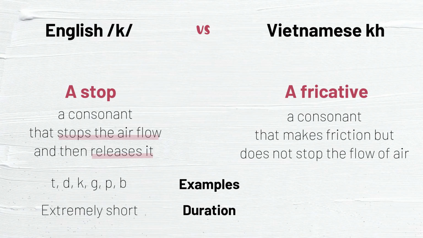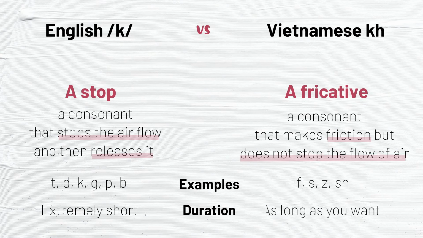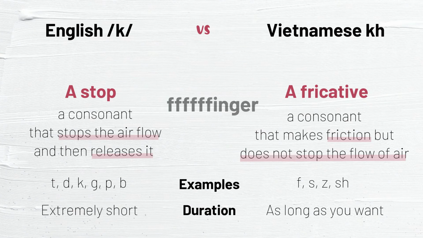On the other hand, some examples of a fricative are f, s, z, sh. There is some sort of friction going on when making these sounds, but it does not stop the airflow at all. Therefore, you can say these sounds as long as you want. You can say finger with that F sound lasting for a while, right? But you cannot do so with a stop. Now that you know what a stop and a fricative are, let's go back to the two sounds we're discussing, the English K and the Vietnamese KH.